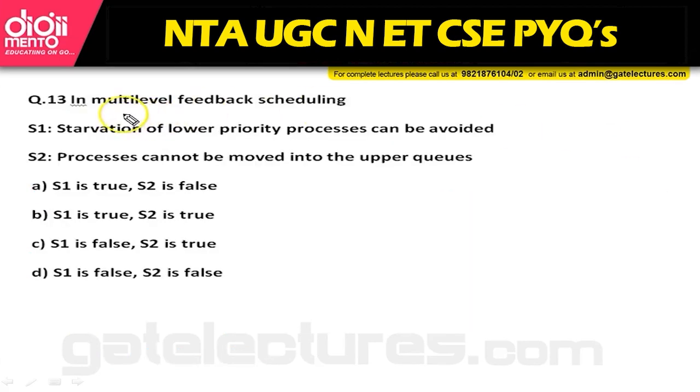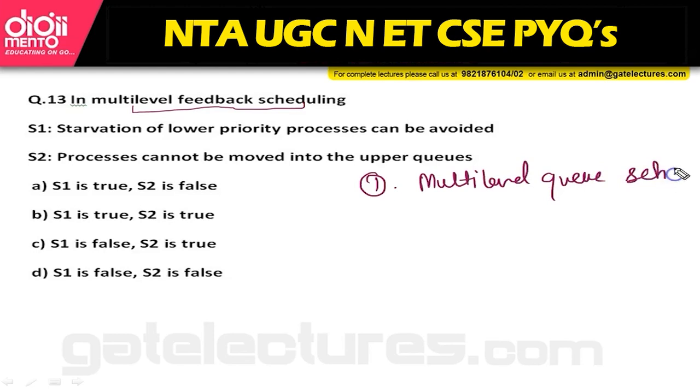So we have our next question, which says, in multi-level feedback scheduling, the first statement is: starvation of lower priority processes can be avoided. And the second statement is: processes cannot be moved into the upper queues. Okay, so for this question, you have to just remember one thing. What is multi-level feedback scheduling? There are two types of scheduling. The first one was multi-level queue scheduling, and there were a few disadvantages like starvation.